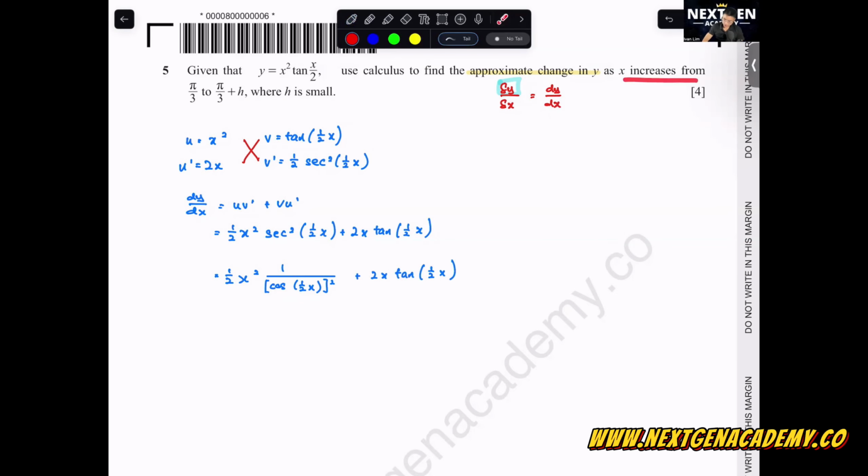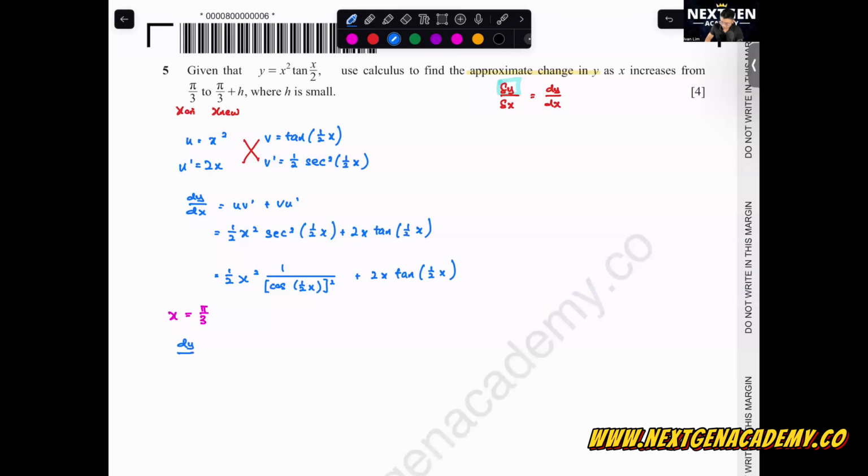Okay, they gave us x increases from pi over 3 to pi over 3 plus h. That means our original x is pi over 3, then our new x is pi over 3 plus h. So we need to find the dy over dx when x is equal to pi over 3. If it's in terms of pi, can all of you change it to radian mode first? Okay, change your calculator angle unit to radian mode.